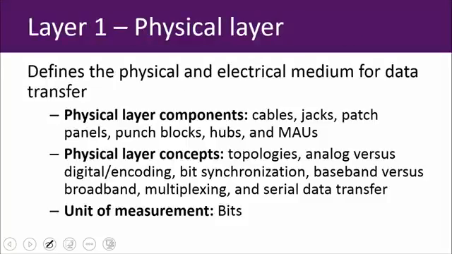Layer 1, the physical layer, it just defines the electrical medium for data transfer, right? So not necessarily an electrical medium, but a physical medium, right? Physical layer components, you've got cables, jacks, patch panels, punch blocks, hubs, MAUs. Some of these things you might be like, I have no idea what this guy's talking about, and that's okay.